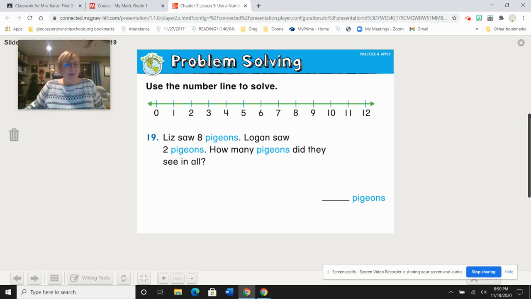Okay, let's look at the next one. Liz saw 8 pigeons. Logan saw 2 pigeons. How many pigeons did they see in all? This one I'd like you to do. Look for the larger number and then count on. You got 10? Good job.